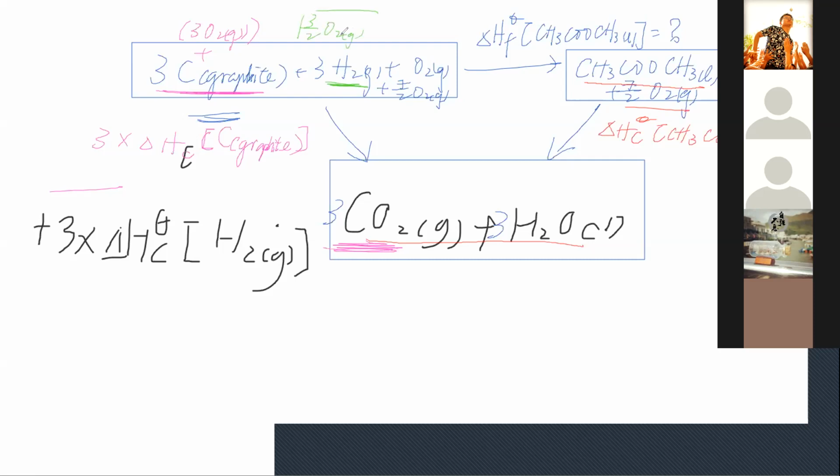Okay, by doing so, you add it together. Here comes 9O. So altogether is 9O. So plus what? Plus 3 times delta H of combustion of hydrogen gas. Okay, so you may get, right? So you may cross them out, because it is the same as these two data you added together.